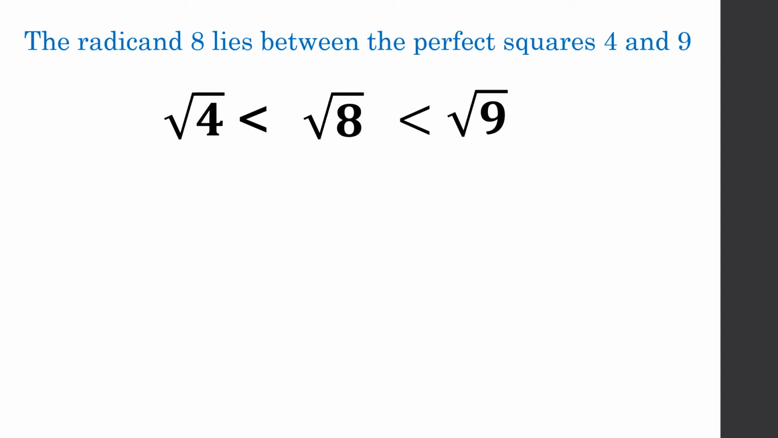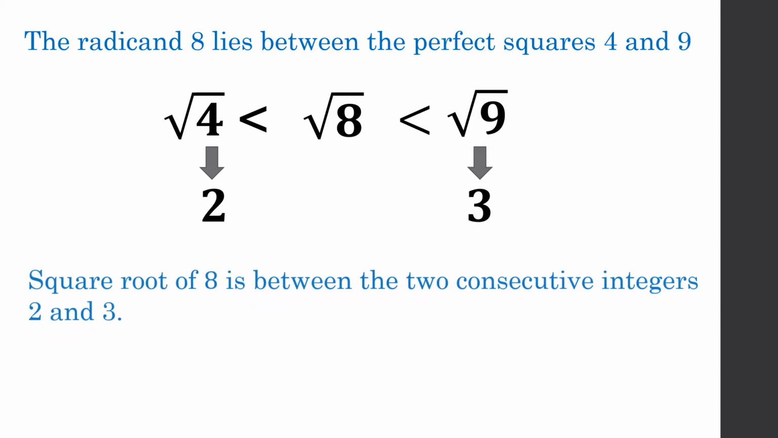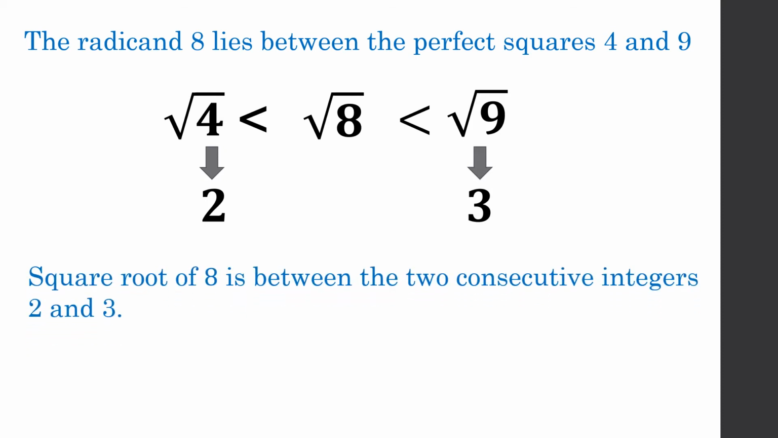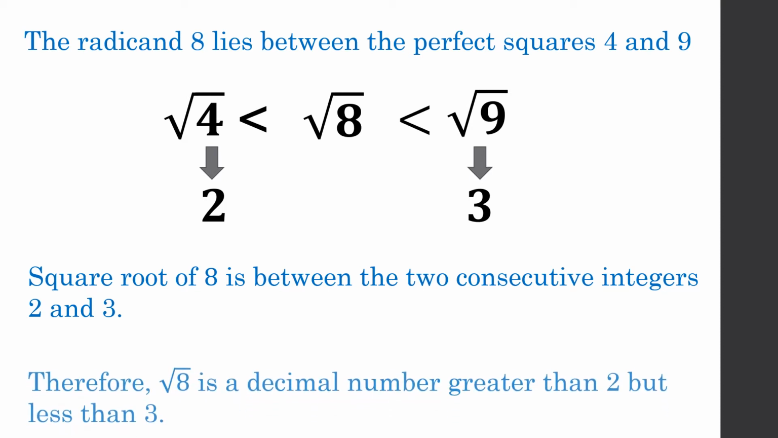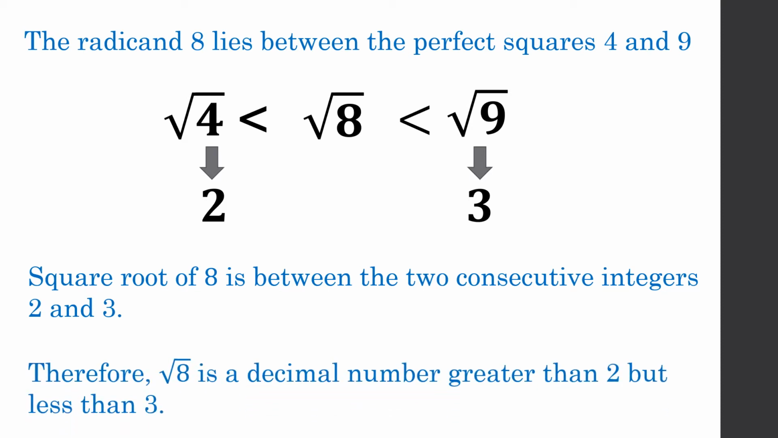Square root of 8 is between square root of 4 and square root of 9. Square root of 4 is 2 and square root of 9 is 3. The square root of 8 is between the two consecutive integers 2 and 3. So the answer here in square root of 8 is between 2 and 3. Therefore, square root of 8 is a decimal number greater than 2 but less than 3.